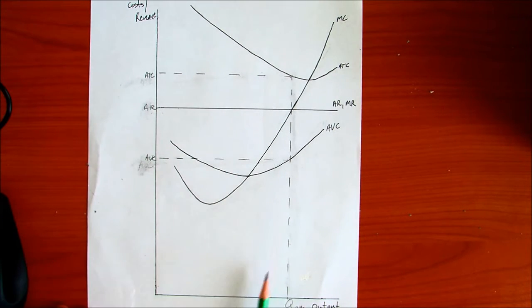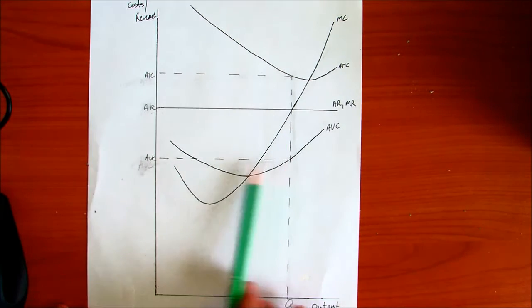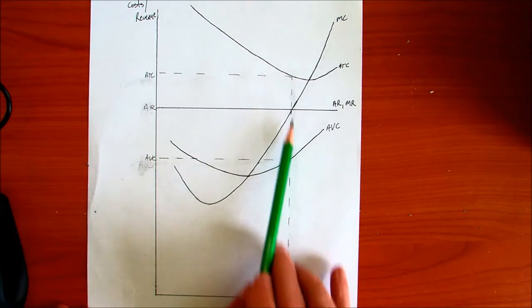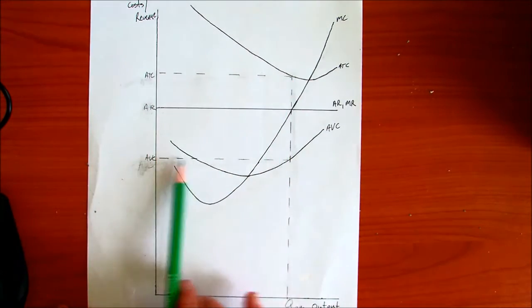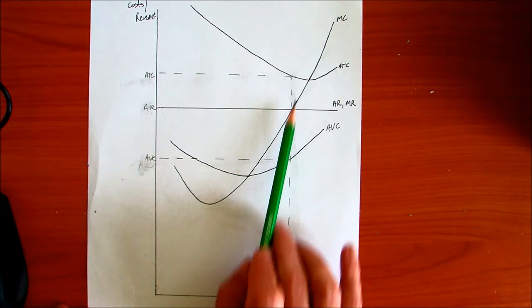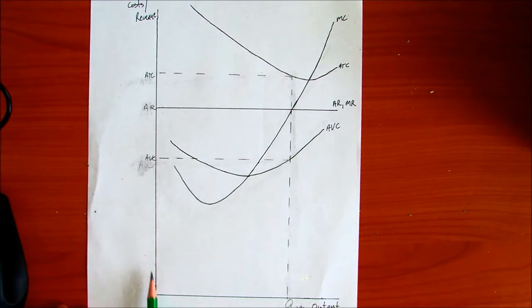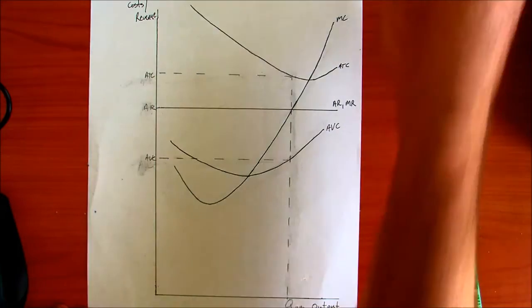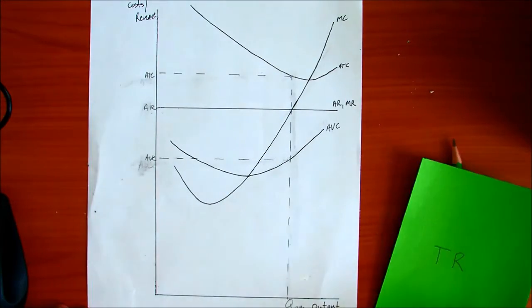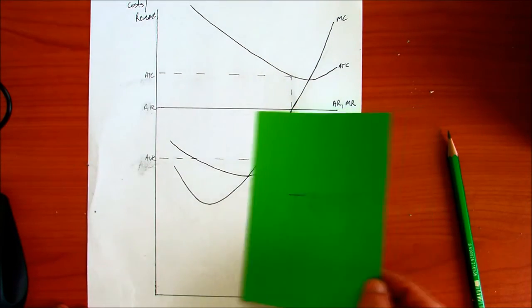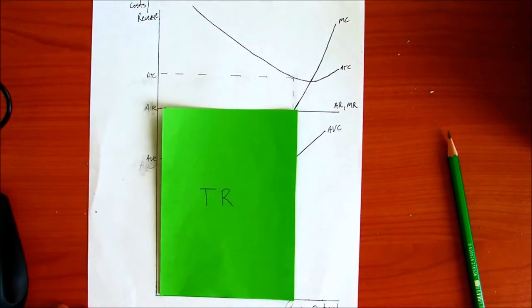This lowest rectangle is the size of the AVC. This rectangle in between, so up from AVC up to ATC and across, this rectangle is the total costs, and the total revenue is average revenue and down. But it can be kind of hard to see, but let's look at this another way. This rectangle is the same as the rectangle I have here in green.